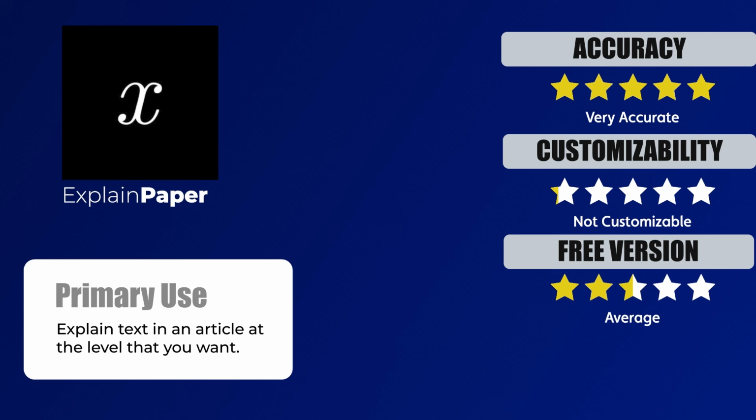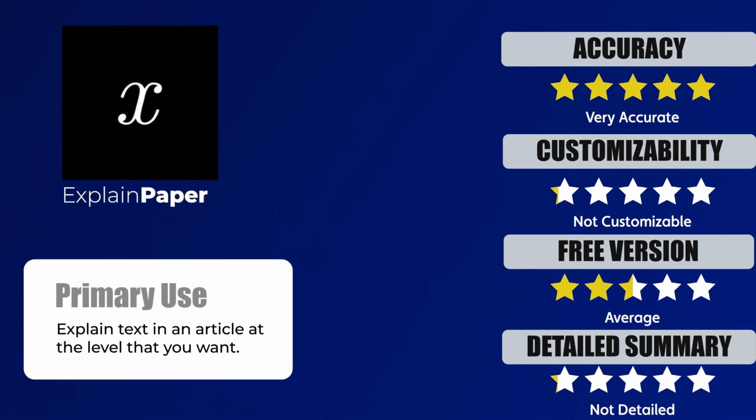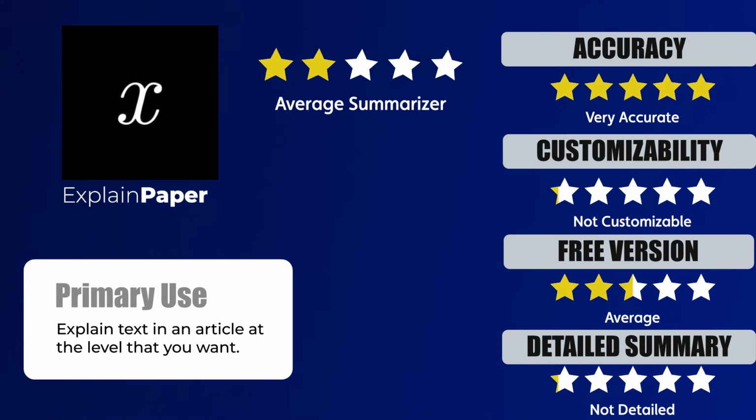It does give you a summary. Again, I think the main benefit of this is really the explain function over just a summary function itself. And finally, for a detailed summary, I'm going to give it a low score. Obviously, this is 2 sentences and it's really not giving us a lot of detail there. So overall, for ExplainPaper, I would say it's probably on average as a free AI summarizer. It's going to give you a really simple summary, and if that's all you need, that's great. But if you're really looking for a more detailed summary, it's not going to be the choice that you want to go to.